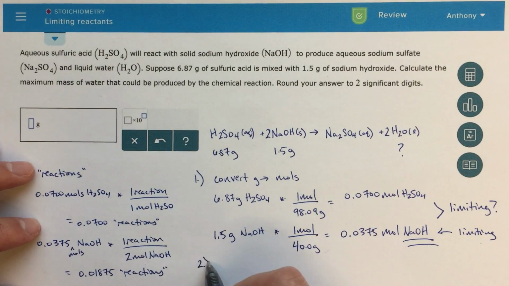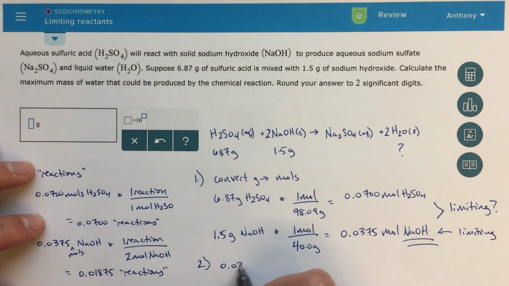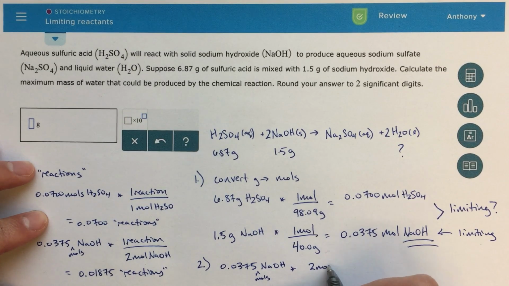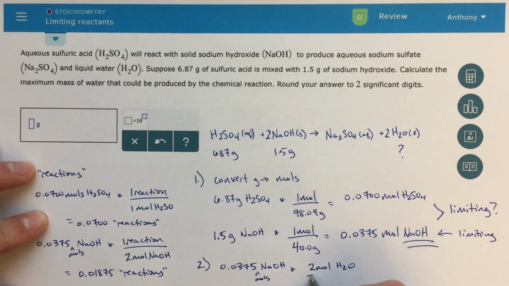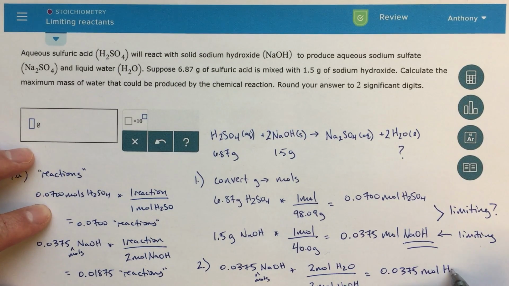Now, once we have the limiting reactant, I want to go back to using that number of moles of limiting reactant. So 0.0375 moles of sodium hydroxide times 2 moles of H2O, so now we're doing the stoichiometry, over 2 moles of sodium hydroxide, a mole-to-mole ratio. Obviously we can see it's going to be 0.0375 moles of H2O.